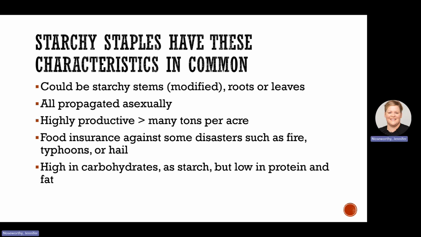And they typically are pretty resistant to poor environmental conditions, which is why you see them grown all over the world, even in harsh conditions. And they're grown because they're high in carbohydrate. That's what the starch is. And yet they're low in pretty much everything else, including protein and fat.